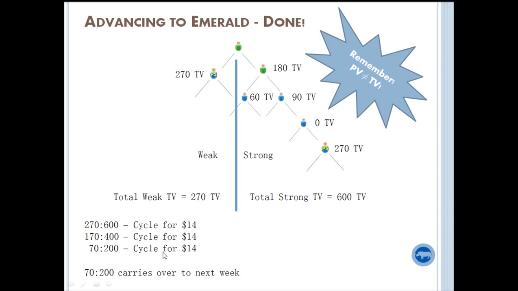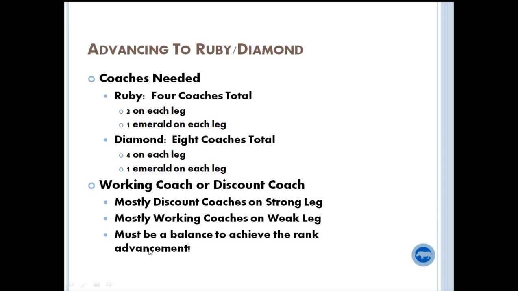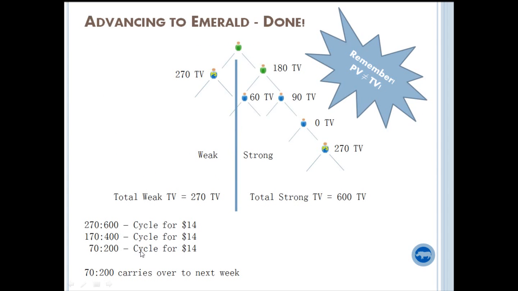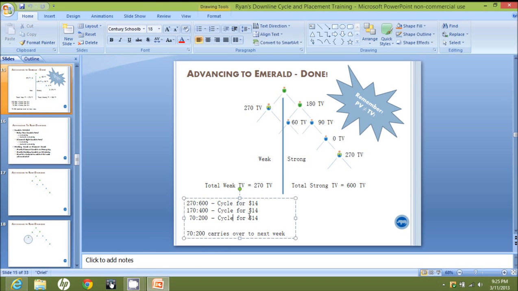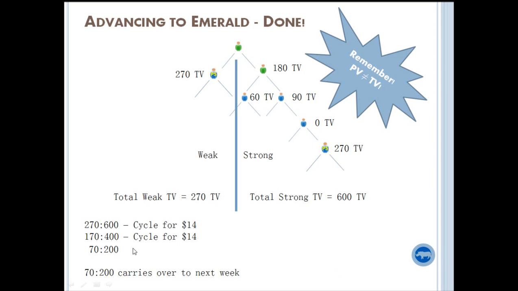Now there's not enough for another cycle, right? So actually I shouldn't have this here. There is not a third cycle here, so this is a typo. In fact, I'll just go ahead and fix it. Okay, so there's 2 cycles for $14. Now you have 70 and 200 left over. That 70 and 200 carries over to next week, so that's what you start with for next week. Okay, so that's an example of how the cycling works.